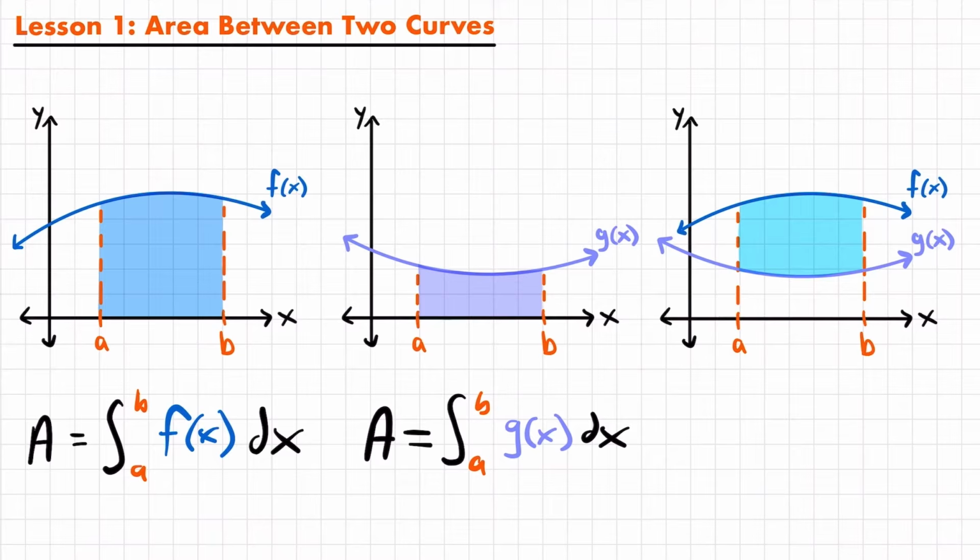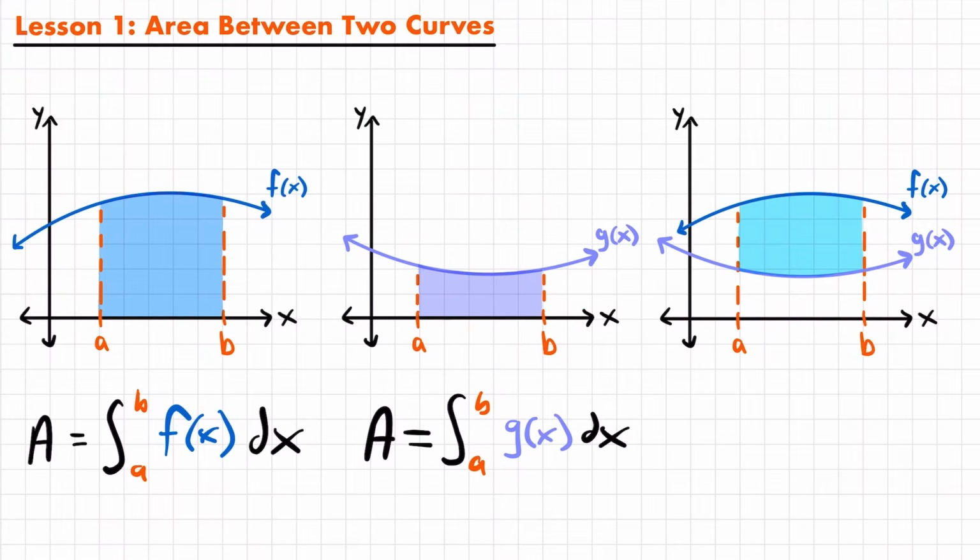Well, notice if we were to subtract the area underneath g of x from a to b from this area under f of x from a to b, what we would be left with is this region right here, right? This shaded region includes everything underneath f of x from a to b except what's beneath g of x, right? This region right here is no longer shaded like it is in this graph.